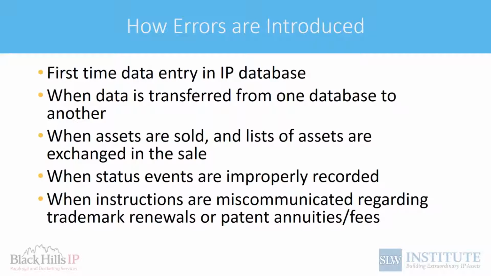The next slide lists how errors can be introduced to an IP management system in many different ways, including first-time data entry in the IP database through simple human error. When data is transferred from one database to another, for example, a human error in transfer from a corporate to a law firm database. Or, as another example, important priority information is omitted from previous counsel. When assets are sold and lists of assets are exchanged in the sale would be another example.